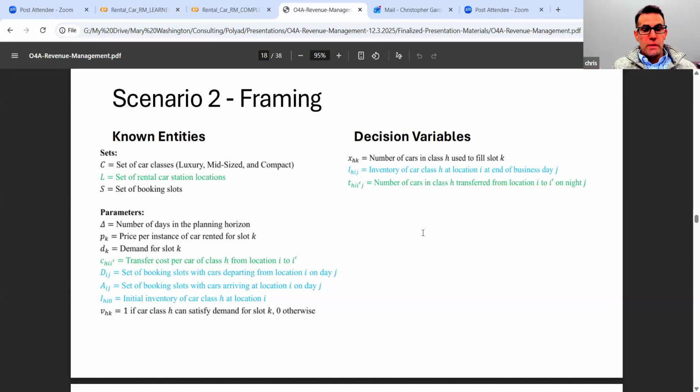So the new piece that we have here in terms of the known entities is, first of all, we're going to have a set L. We're going to have a set of different locations here. So L is going to be my set of rental car station locations.